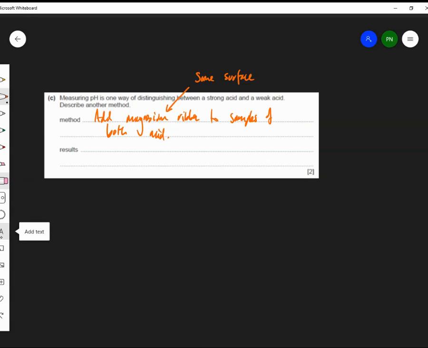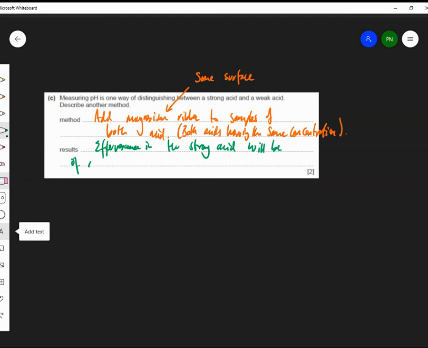Now again, you're quite right. Both acids having the same concentration. Words matter, eh? You've got to do this nicely. And Tamia says it exactly right. What do we get? Effervescence in the strong acid will be greater, will be of a faster rate. Okay, strong acid will have a faster rate of reaction.